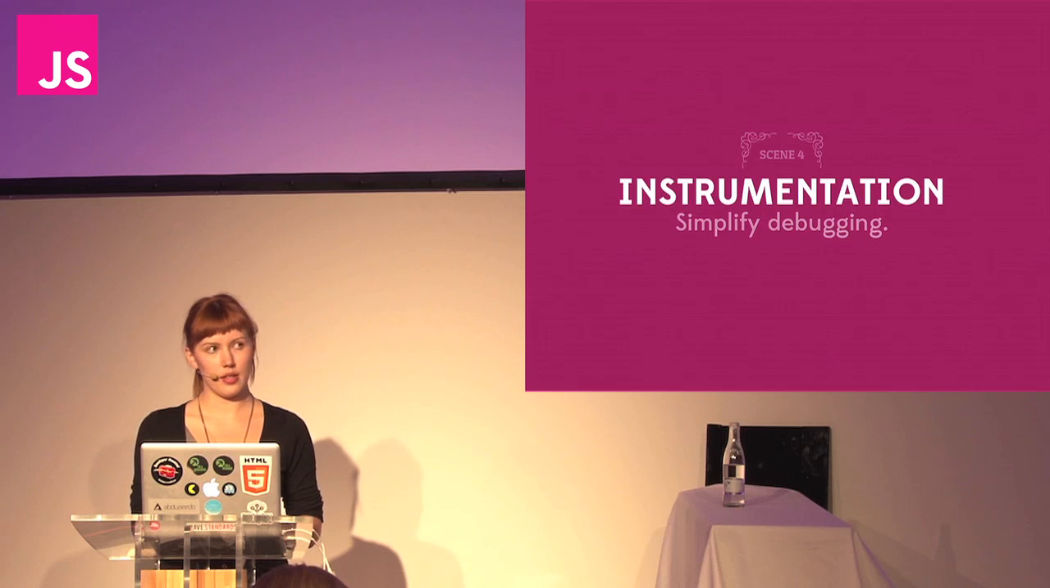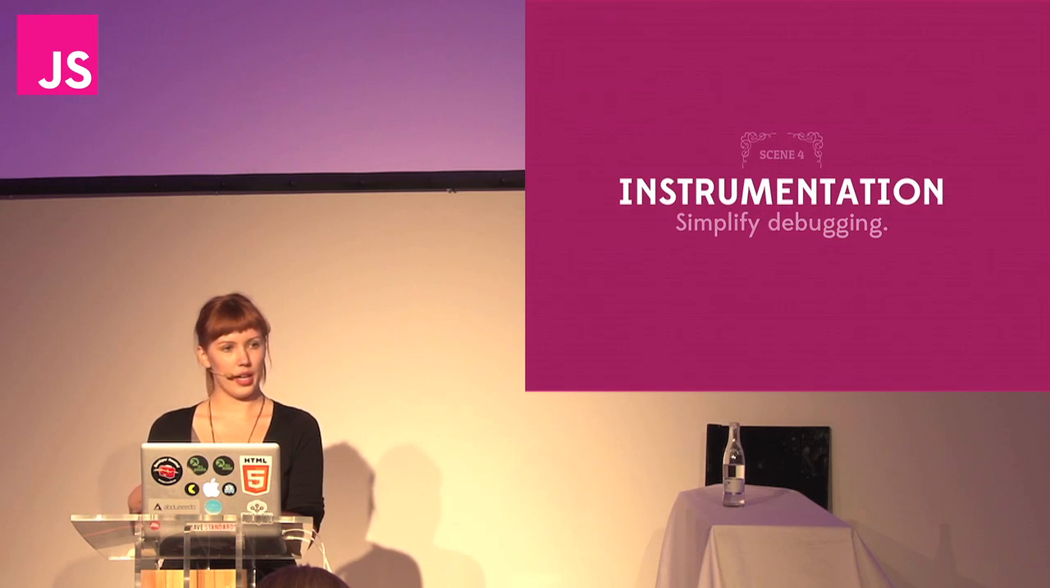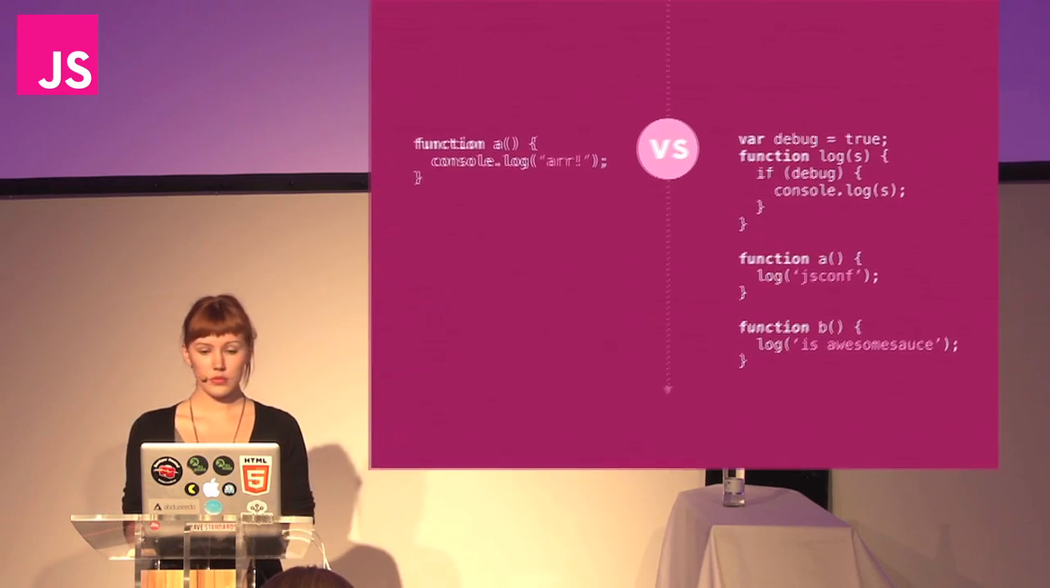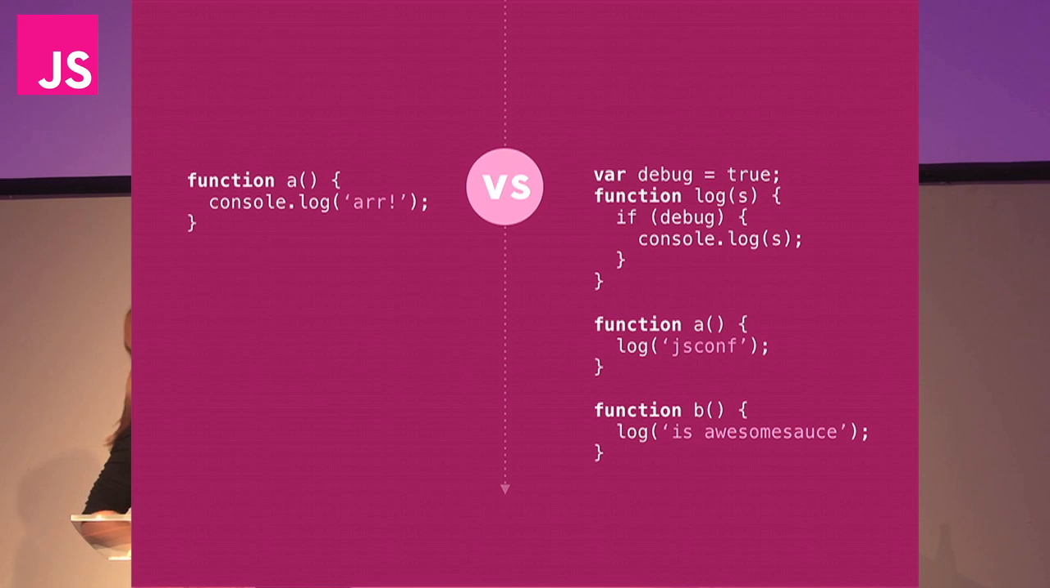Another thing is instrumentation, simplifying debugging. So you can either do the thing on the left, but you can also take the longer solution. But why? Well, you probably would like to check your code after you deploy it to production, but you don't necessarily want to have this code within the production code, right? So you can either enable debugging or not.